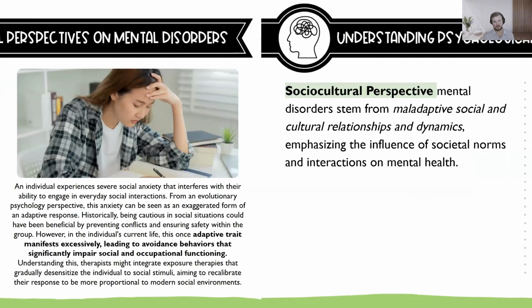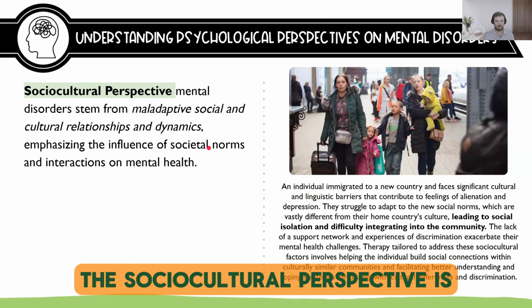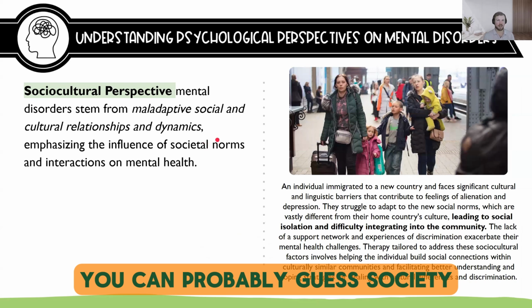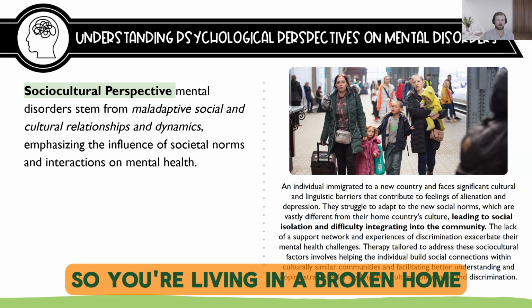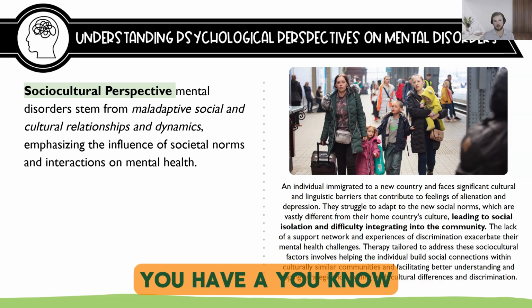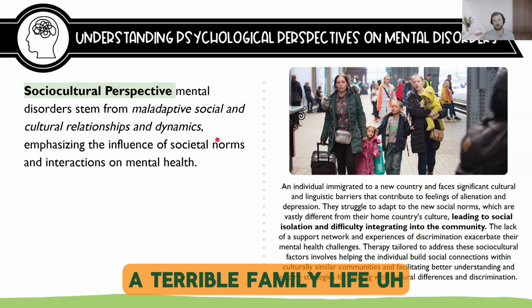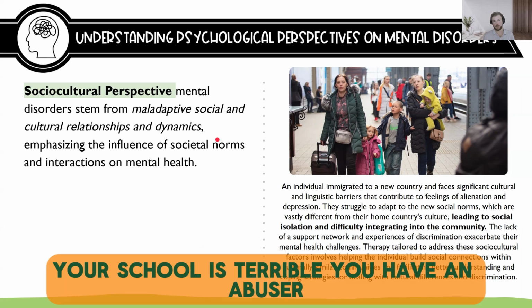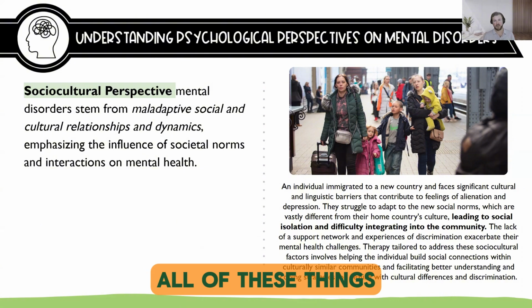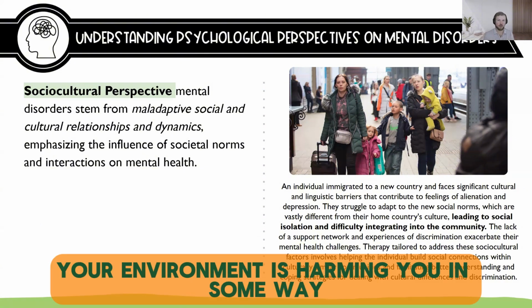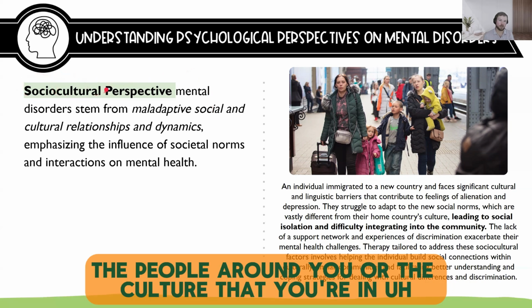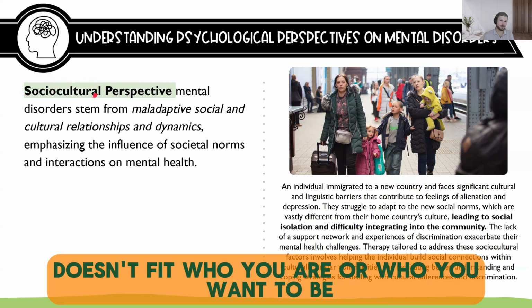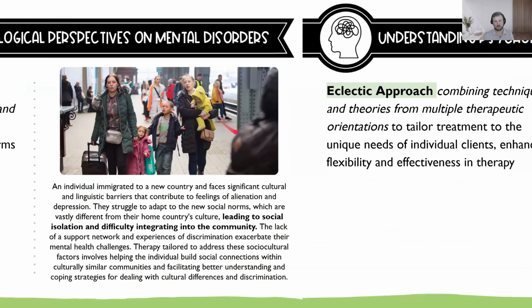That's the evolutionary perspective. The sociocultural perspective is, as you can probably guess, that society and the environment are having an impact on you and therefore your mental health. So you're living in a broken home, you have a terrible family life, your school is terrible, you have an abuser. Your environment is harming you in some way and limiting you in some way. The people around you or the culture that you're in doesn't fit who you are or who you want to be. That's the sociocultural perspective.